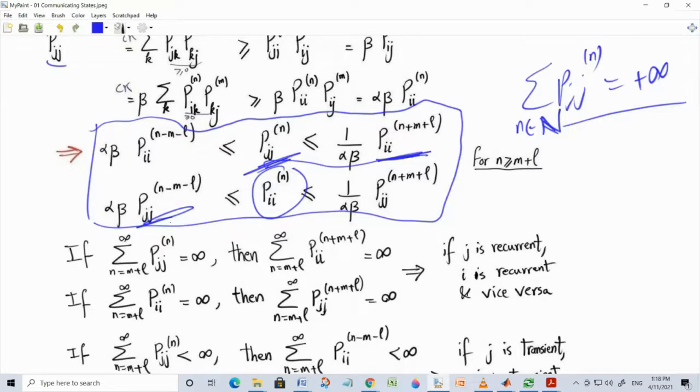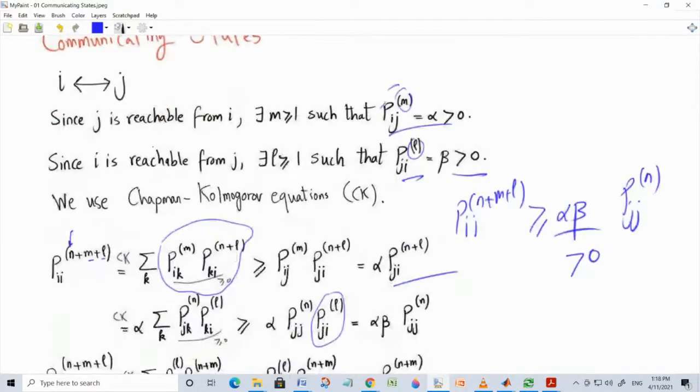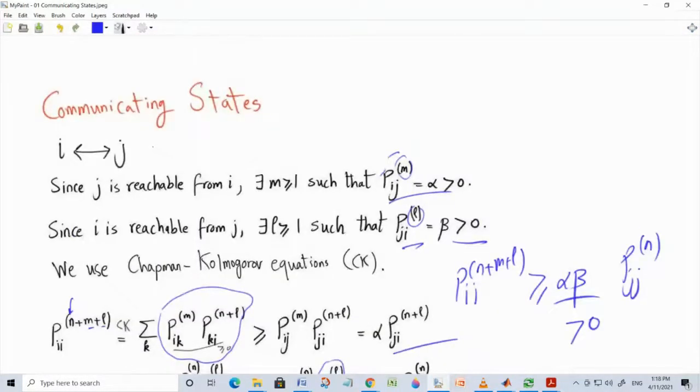So as we did last time, because of these inequalities, and those inequalities require the existence of positive alpha and beta, which means that we are talking about communicating states, communicating states belong to the same class. If I tell you that i is recurrent, then it must be the case that j is recurrent. If i is null-recurrent, j is null-recurrent. If i is transient, then j is transient, and so on. So states that communicate share the same class.